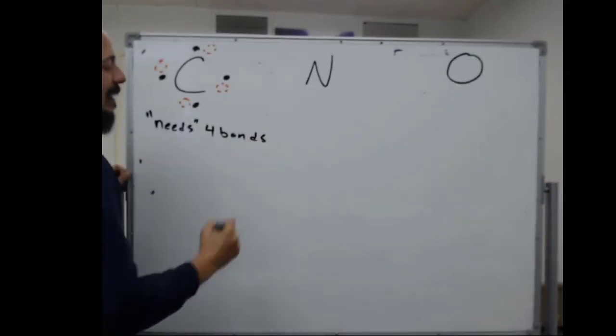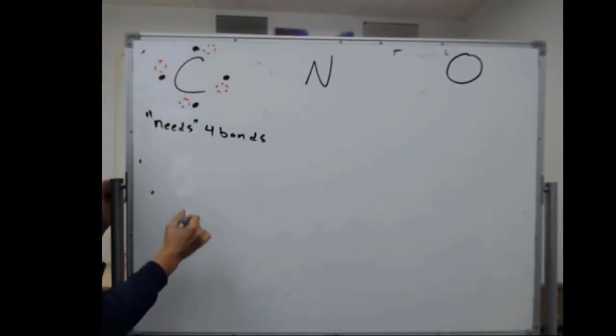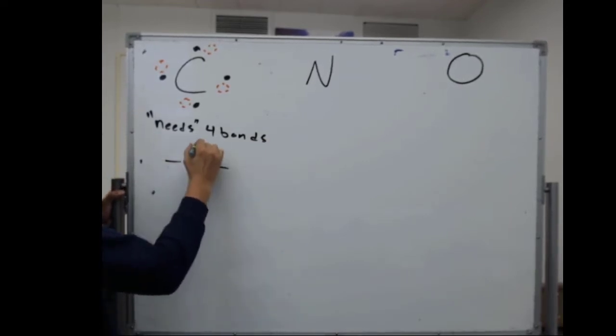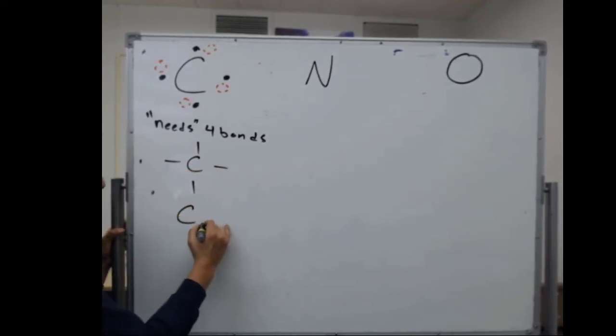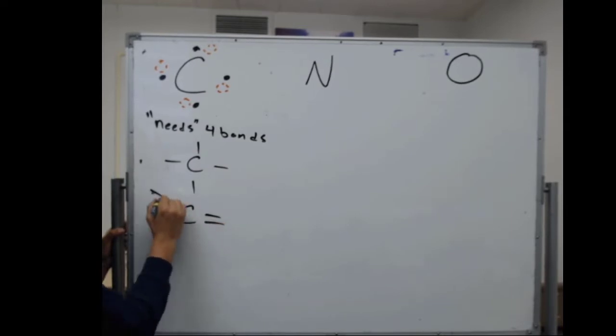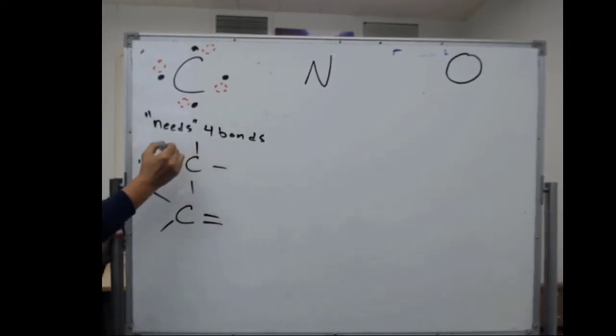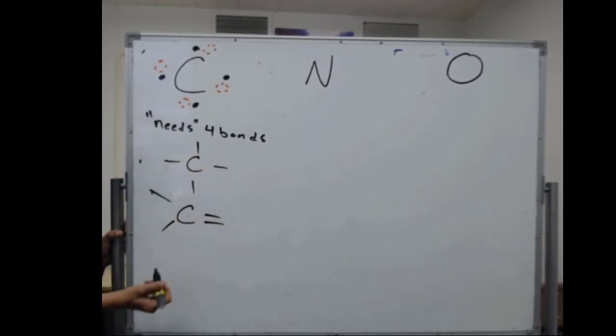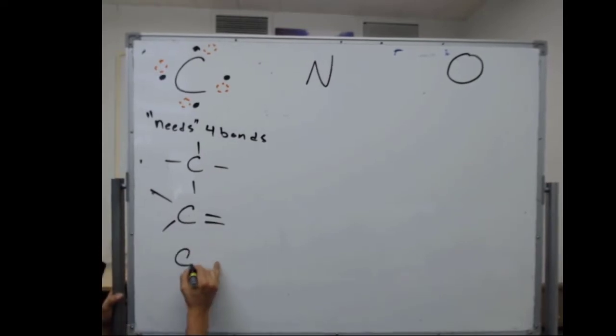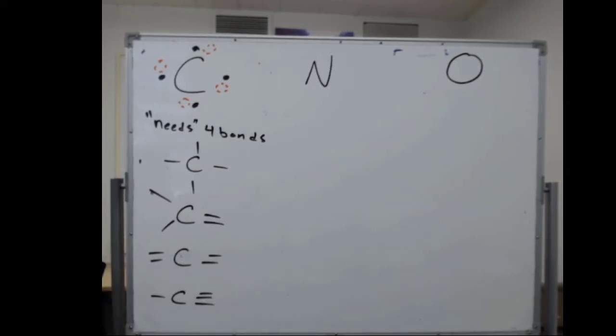So if we're thinking about this in terms of Lewis structures, we're always going to see carbon form 4 bond structures, whether that's a carbon with 4 single bonds, a carbon with a double bond and 2 single bonds, a carbon with 2 double bonds, or a carbon with a triple bond and a single bond. These are the acceptable pieces.